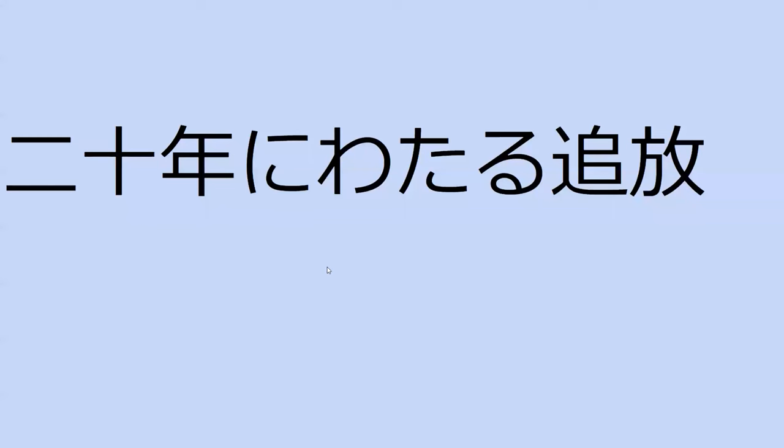Can you read this for me? We've got some kanji. I mean, some numbers right here. Nijunen ni wataru. Exile. That's not how that's spelled. So that is oi from "to chase" or things like that, but it's not pronounced like that when it's married. It's actually pronounced as tsui for exile. Yes, tsui. Tsuiho is exile.